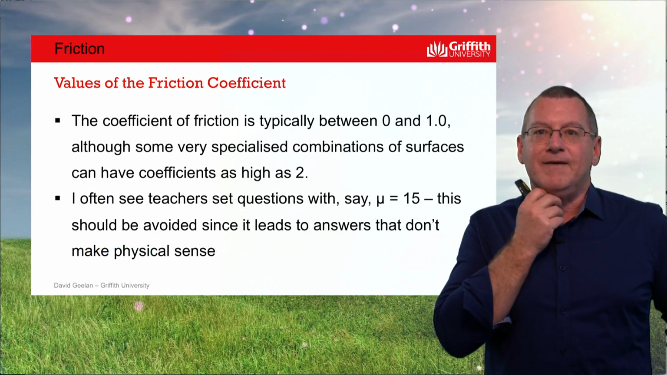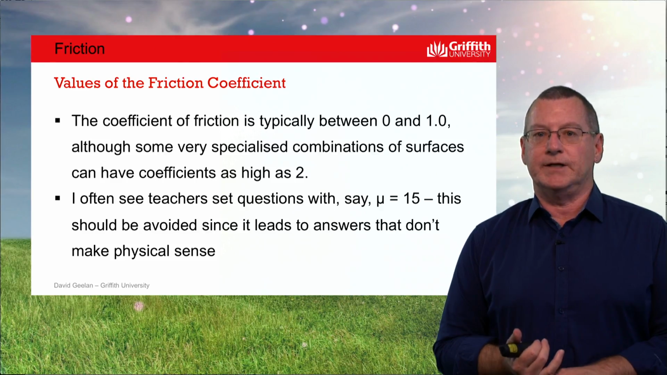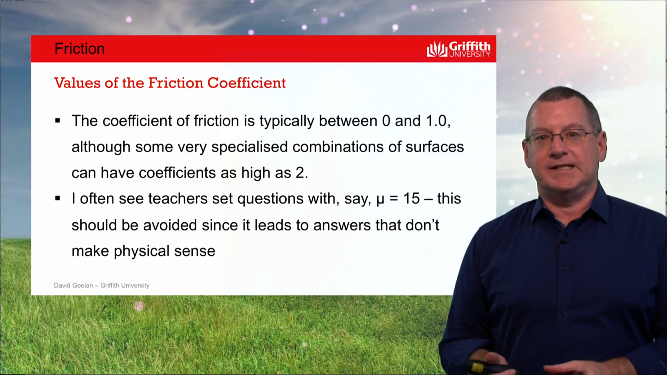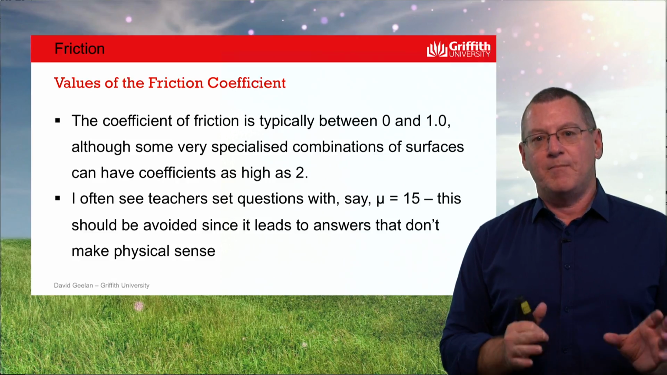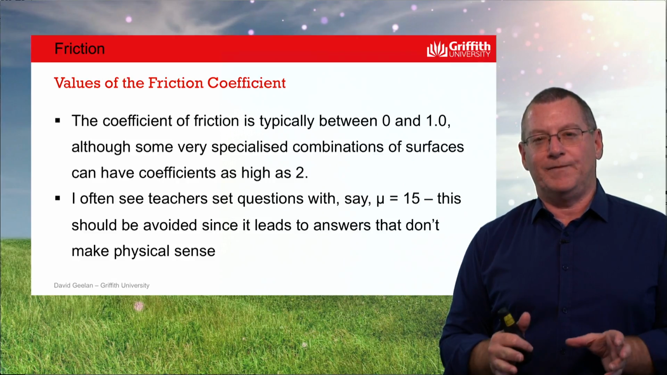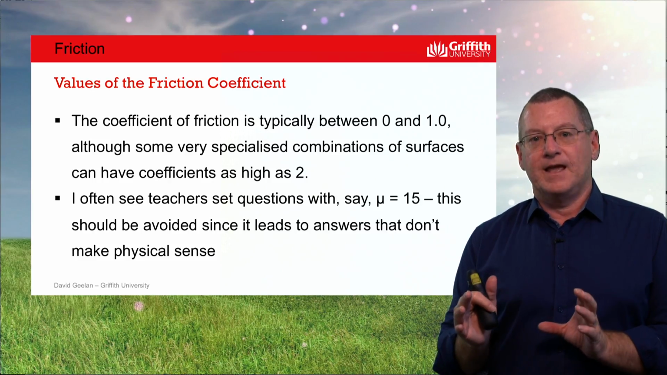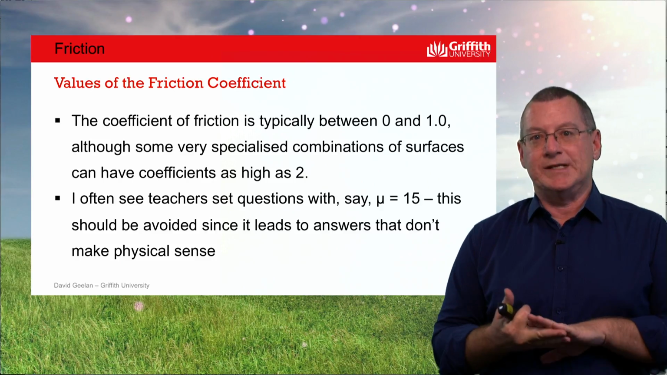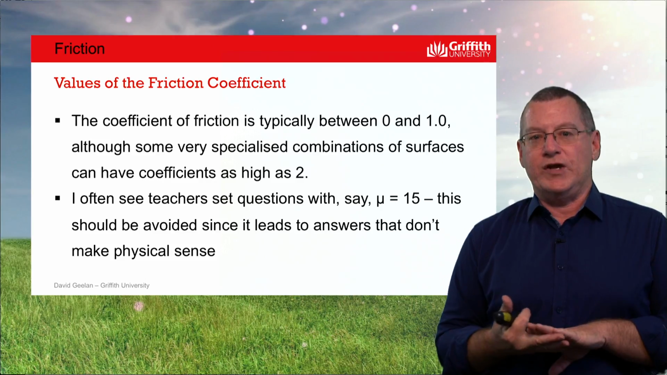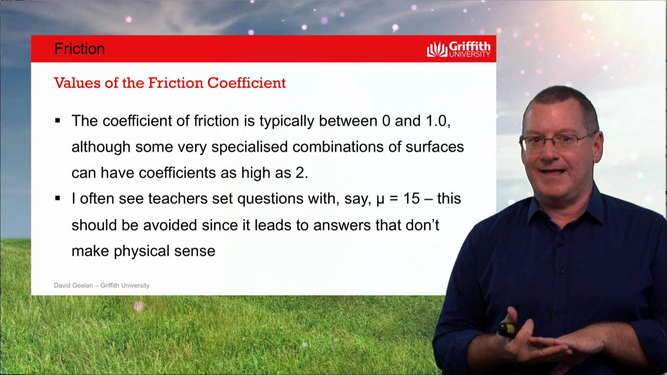Coefficient of friction, the values of it, typically between 0 and 1. Most often for most normal materials, the values are going to be between 0 and 1. In other words, the frictional force is going to be less than the applied force. In our example a second ago, 0.82. So the frictional force was less than the applied force, and that's typically what happens. There are some very specialized surfaces that are designed to stick and not slide past each other, where you can get a frictional coefficient up to maybe 2, maybe a little higher, but not much higher than that.